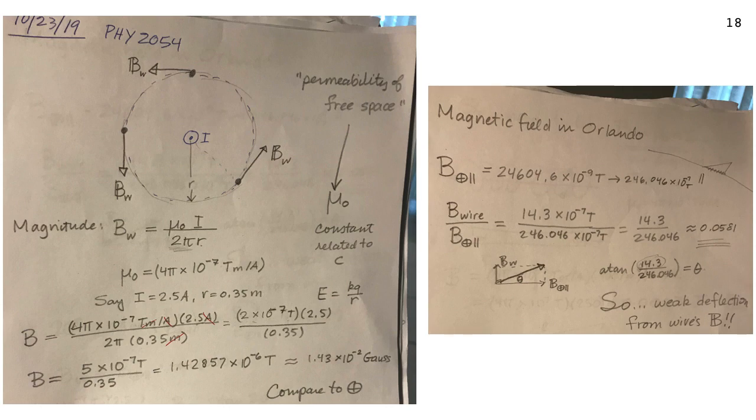So this is in terms of Teslas. Now we could use Gauss if we wanted to, and then this 10 to the minus 7 would be a little bit smaller, but Teslas is what we're going to work with. All right. Now, permeability of free space. Permeability of free space.